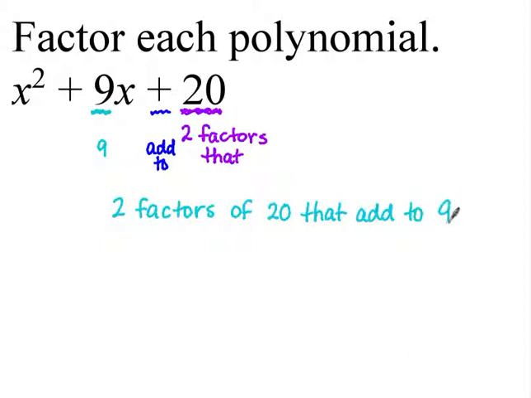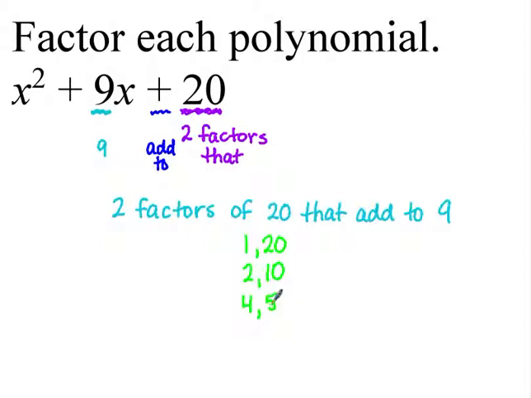Okay, so let's think about when we think of factors of 20. Now, I don't want you to put positive and negative signs with them at all now. I just want you to think of 2 factors of 20. So when we think of factors of 20, I've got 1 and 20, right? I've got 2 and 10. I've got 4 and 5. So let's see. What do 1 and 20 add to? 21. What do 2 and 10 add to? 12. What do 4 and 5 add to? 9, bingo. So 2 factors of 20 that add to 9.